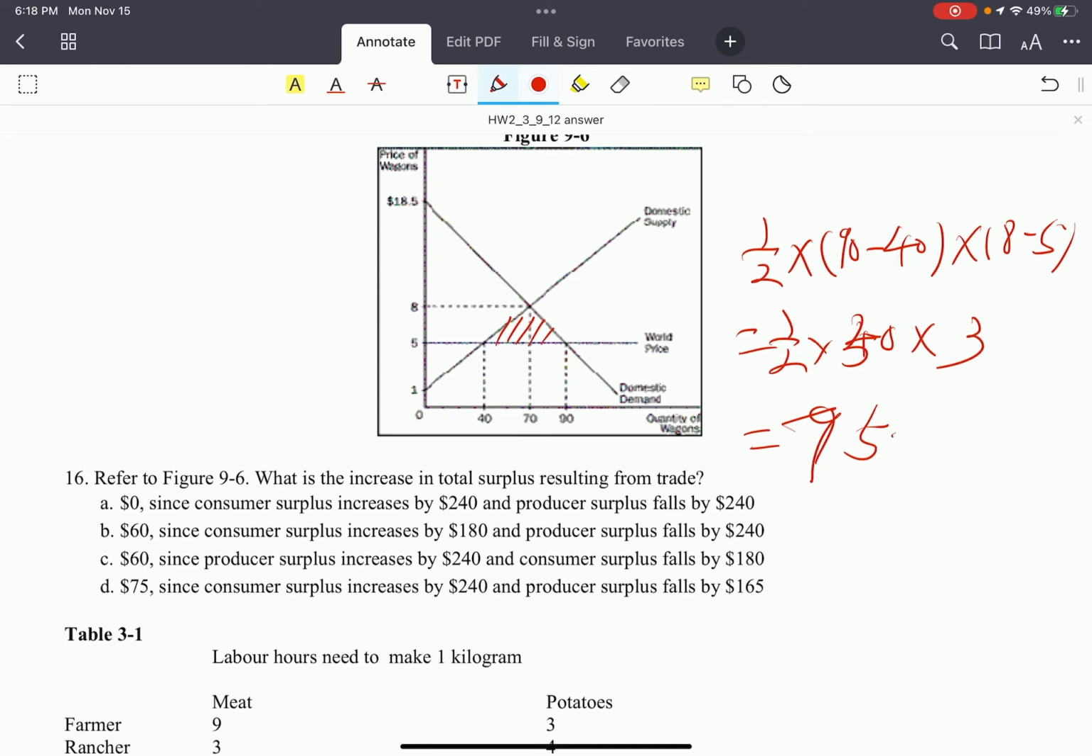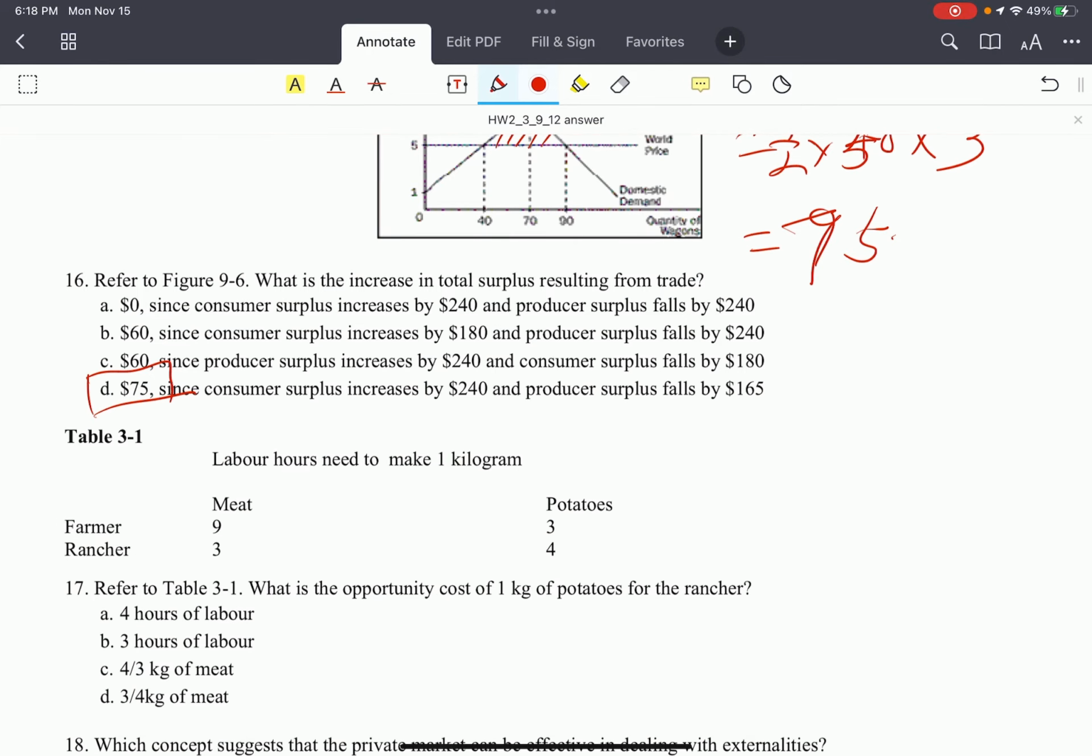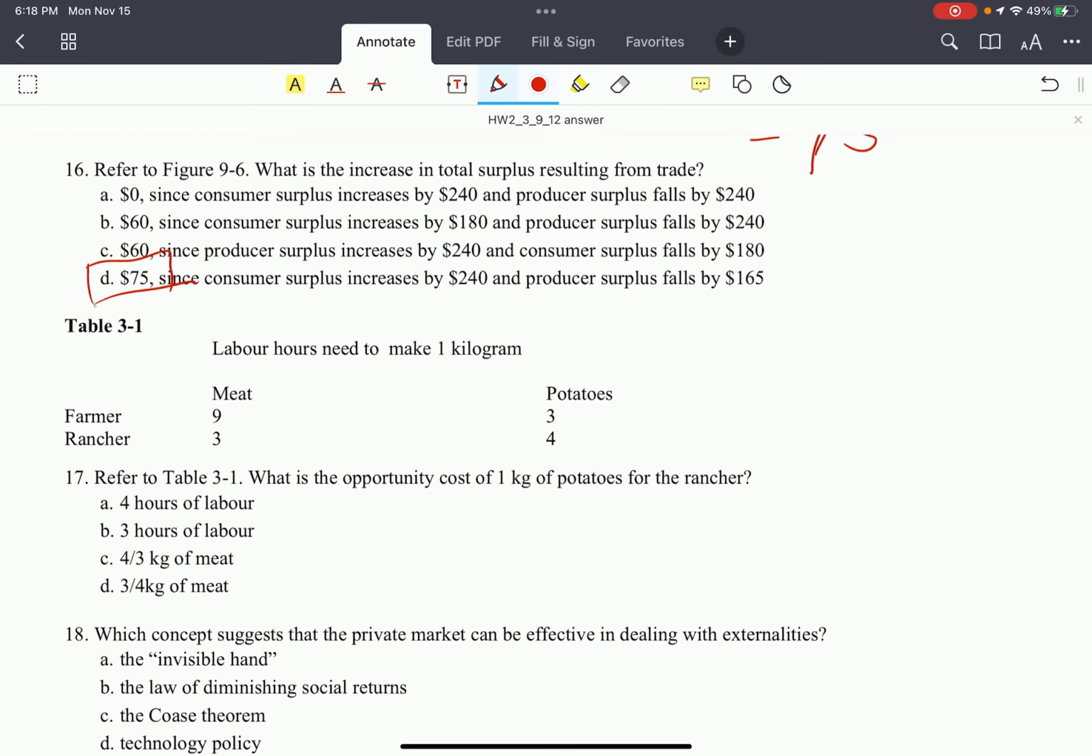And it seems the only number we can get is here. So we would choose D here. Okay, next.